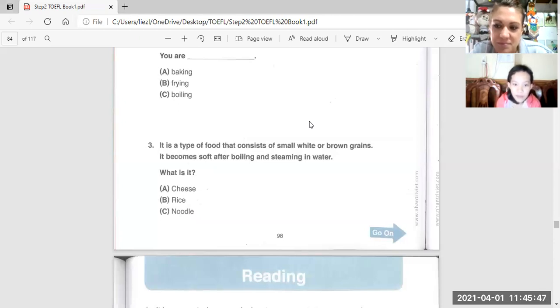This is the type of food that consists of the small white or brown grain. It becomes soft after boiling and steaming in the water. And I think it's the number C. Noodles? Yes. Okay. It's a type of food consists of small white or brown grains. Now, noodles are thin and long. They're not small and white brown grains. Noodles are thin and long. So what do you think it is now?